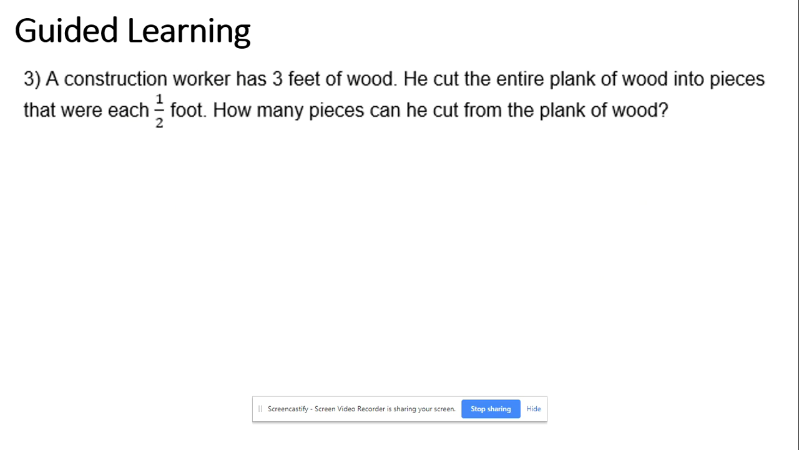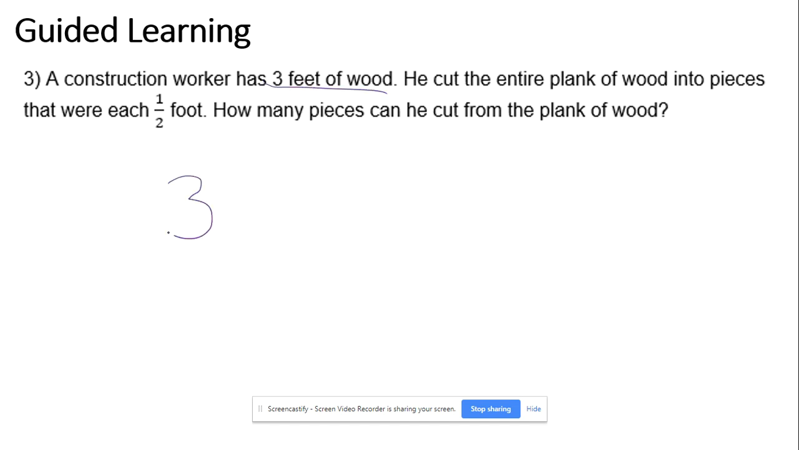Let's try the next one. A construction worker has 3 feet of wood. He cut the entire plank of wood into pieces that were each half a foot. How many pieces can he cut from the plank of wood? So remember, you can't cut half of a piece. It's either you cut 1 piece, 2 pieces, 3 pieces. You have to cut a whole number of pieces. So we know our answer is going to be a whole number.